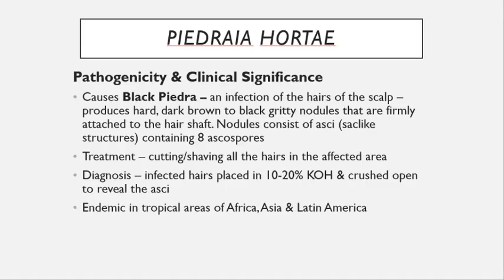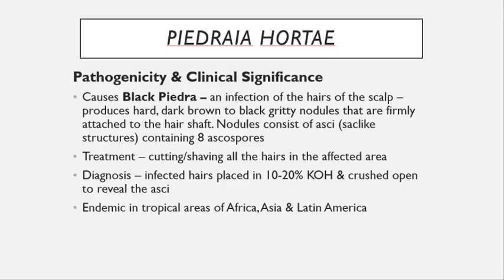The next species up is Piedraia hortae. This species causes black piedra, which is an infection of the hairs of the scalp. It produces hard, dark brown to black gritty nodules that are firm and attached to the hair shaft. Nodules consist of asci, which are sac-like structures that contain 8 ascospores. Treatment is cutting or shaving all the hairs in the affected area.